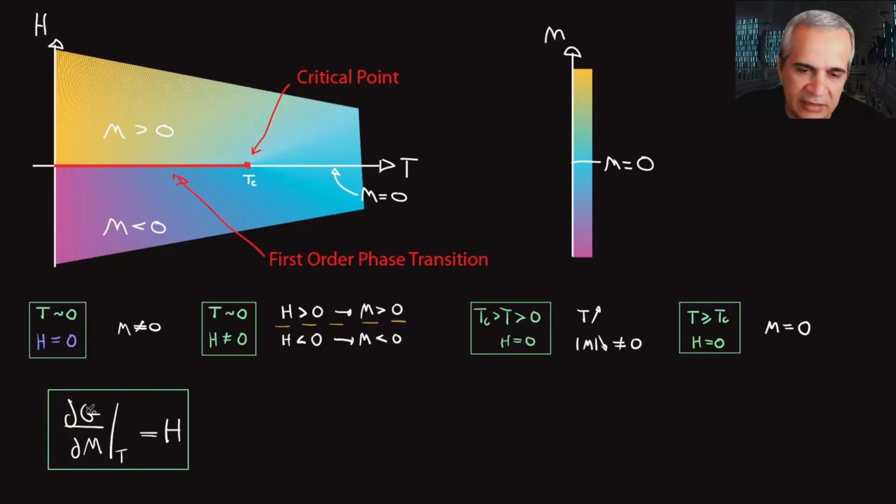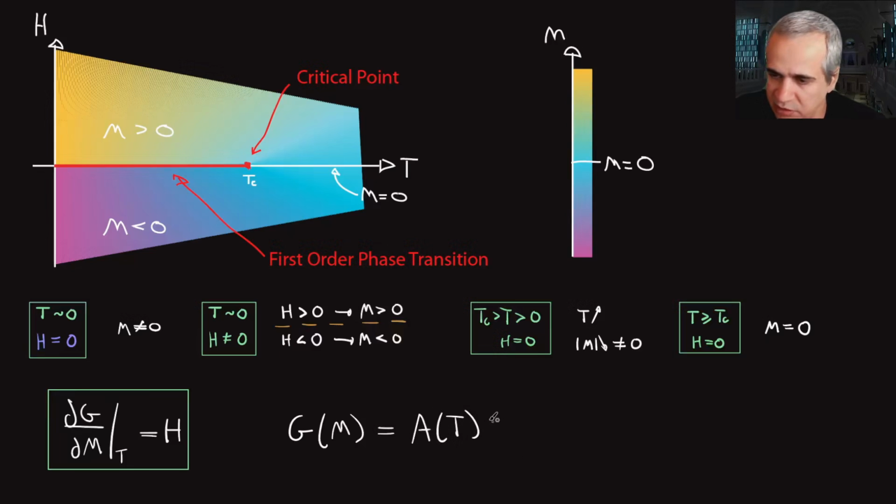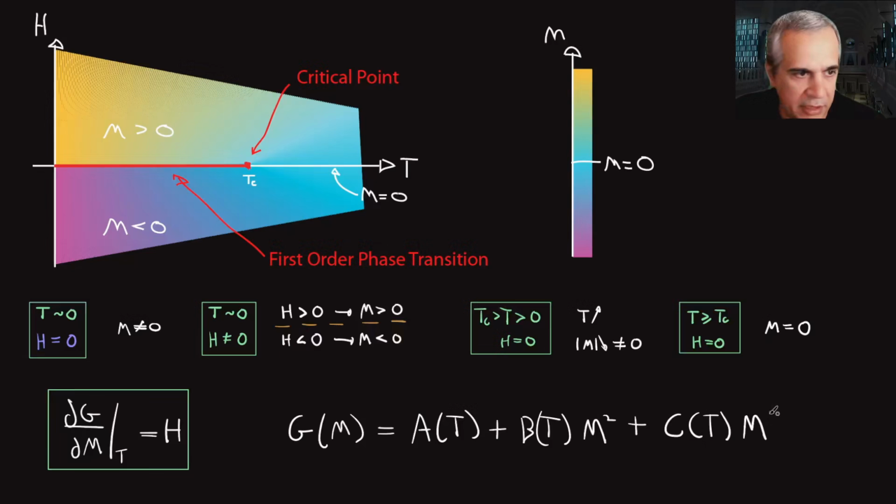And that means that this is a function of magnetization, which can now be written as a polynomial in the magnetization. I'm just Taylor expanding and stopping at some point, which I choose to be power 4. You see, so I have some constant independent of the magnetization, some term that depends on the magnetization squared, and some other term dependent on the magnetization to the power 4.